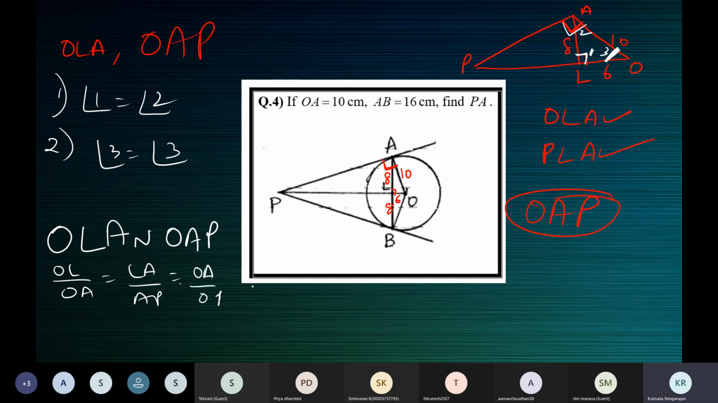That's it, children. Just substitute the values. What is OL? OL is 6 by Pythagoras theorem. OL is 6. OA is 10. LA is 8. AP is what we have to find. So this is enough. You can cross multiply and find. 80 by 6. 40 by 3. 40 by 3 centimeters.